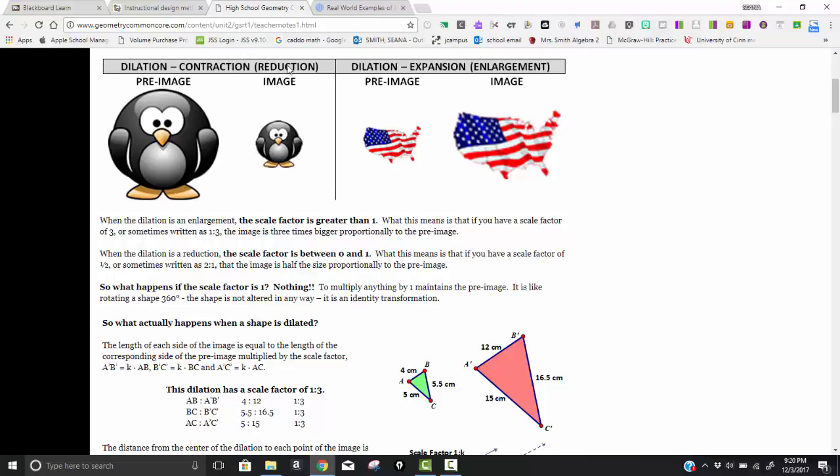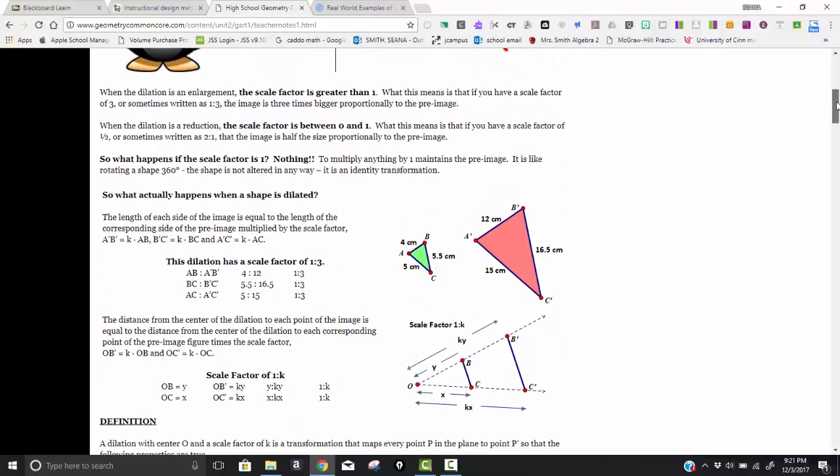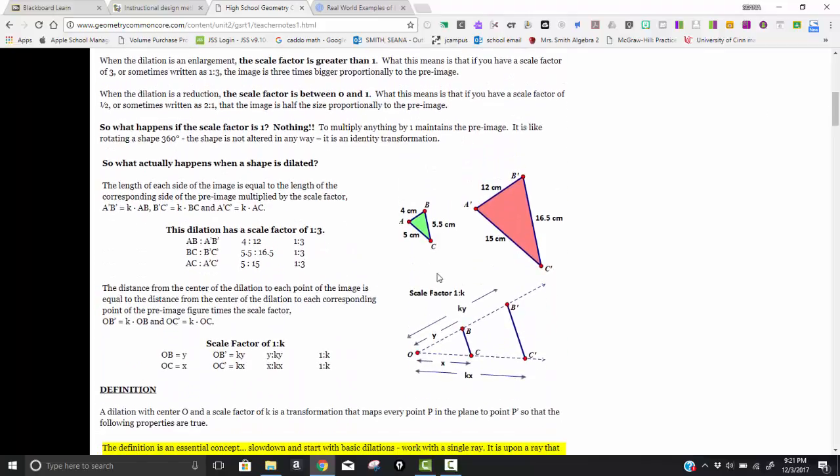You can have a reduction, which is where it goes smaller, it shrinks, or you can have an enlargement where the shape gets bigger. If your scale factor is greater than 1, you're going to get an enlargement. If it's between 0 and 1, you get a reduction, and if it's 1, you get exactly nothing. It's just the same shape all over again. K is what represents our scale factor, and that is what we multiply by.